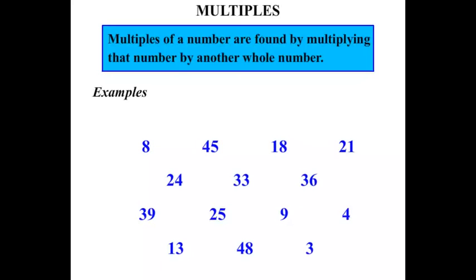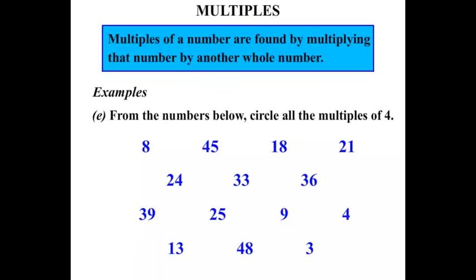Now here we have a group of numbers, and it says from the numbers below circle all the multiples of 4. All the multiples of 4. Well, let's look at each one at a time. 8. Now the way I think about it is, does 4 go into 8? Well, yes it does. So it would be a multiple of 4, okay? 8 is a multiple of 4.